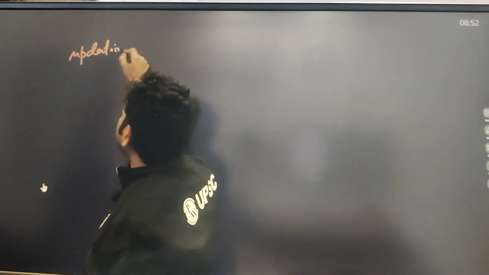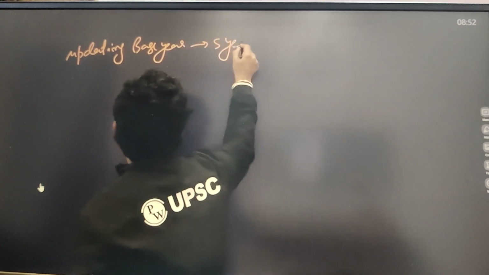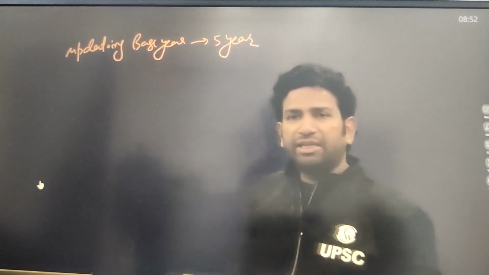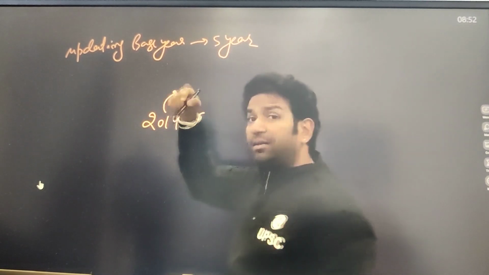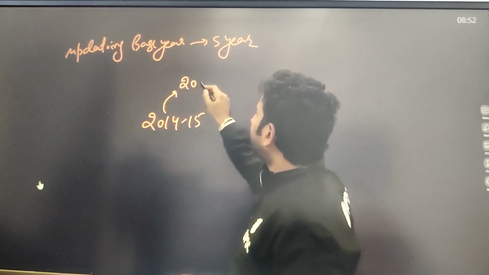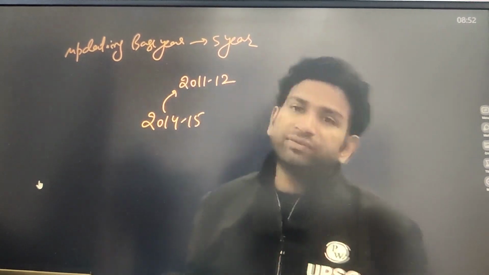Now, one question that you people have been asking is: sir, why 11-12, such an old year as a base year? See, normally the government of India updates the base year every 5th year. Every 5 years we update the base year. So last time in 2014-15, the government of India updated the base year, and we have taken the base year of 2011-12.